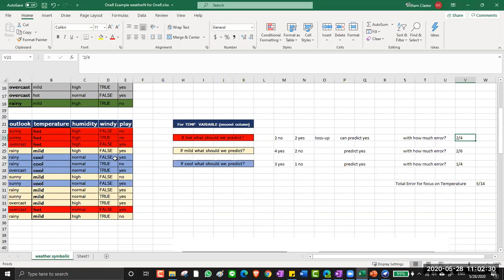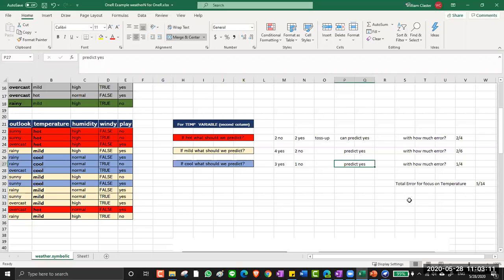Okay, next thing is, what if it's mild? So if it's mild, we have 4 yeses and 2 no's. So we predict yes, because it's 4 against 2. And then there's 6 cases, so there's 2 errors out of the 6 cases. And then if it's cool, we get 3 yeses and 1 no. So we predict yes, and that's 1 out of 4 errors. And then the total error is 5 out of 14. Does everyone understand that?